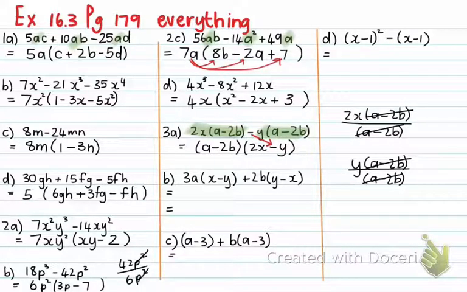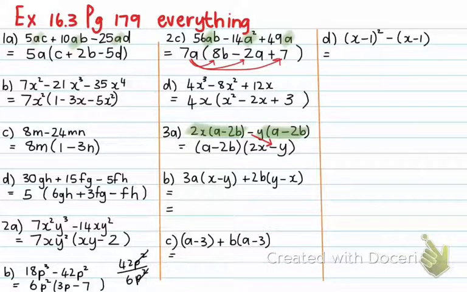All right, guys. Please be careful at question 3b. These brackets here, they look the same, but they're not the same. Let me show you an example. Let's say, for instance, that x was 5 and y was 2. Right? So then in this case, 5 minus 2 will give me an answer of 3. And here, 2 minus 5 will give me an answer of negative 3.